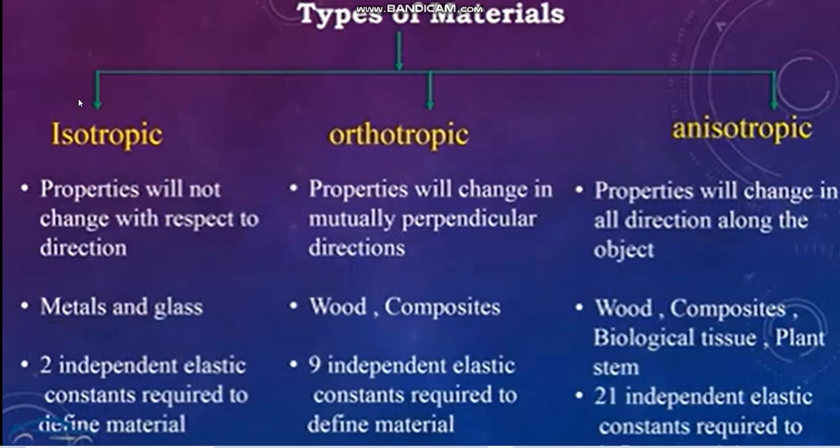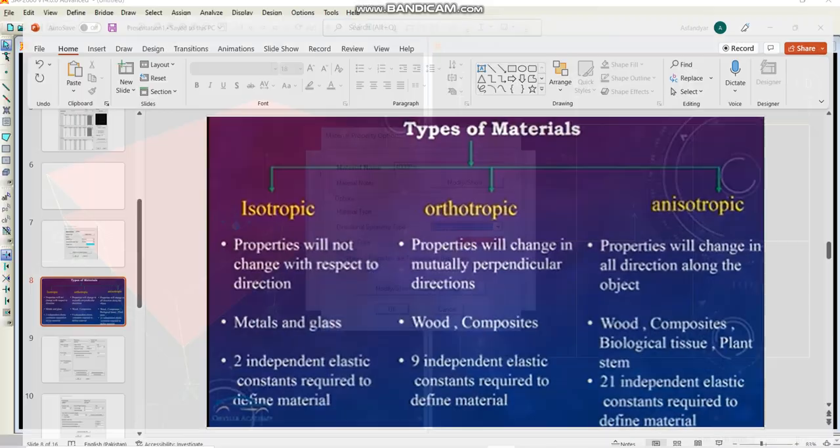Metals and glass are classified as isotropic. For example, steel and aluminum are classified as isotropic. However, wood and composites can be classified as orthotropic or anisotropic, right? Concrete is a composite. Masonry is a composite. So they can be classified as orthotropic or anisotropic material. Now to define an isotropic material, you need two independent elastic constants. However, for orthotropic you need 9, and for anisotropic you need 21 independent elastic constants to define the material properly. All right, so let's go to the SAP interface.